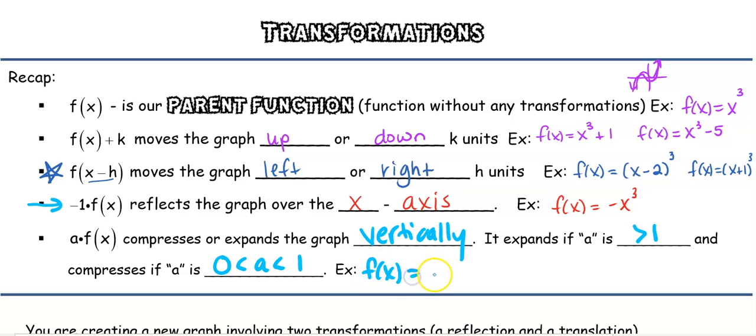So if I have 4x cubed, I have vertically expanded or stretched it. I've made it skinnier by a factor of 4. If I had 1/4 x cubed, then I have vertically compressed it or shrunk it and made my graph wider. All right, so that was our recap from what we talked about yesterday.